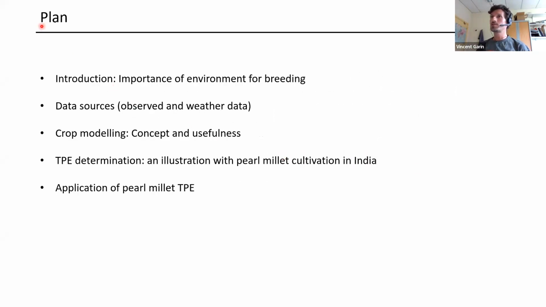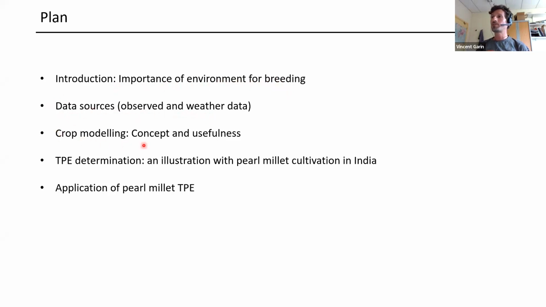So just to start, a quick plan. First, I'm going to talk about the importance of environment, especially for breeding. I'm myself a quantitative geneticist, so I have a background in statistics in breeding, so I can make the link between the importance of environment and breeding. Then I will mention what kind of data we can find nowadays to characterize the environment, some observed data and also some synthetic data about the weather.